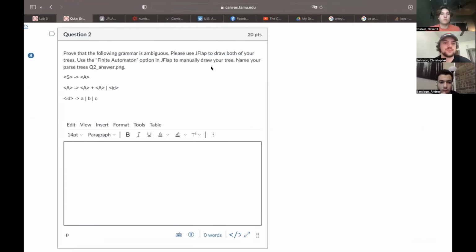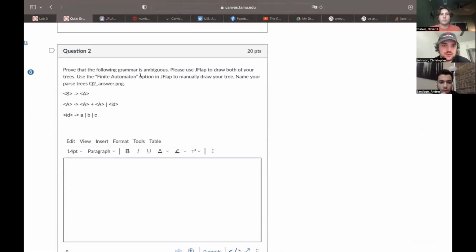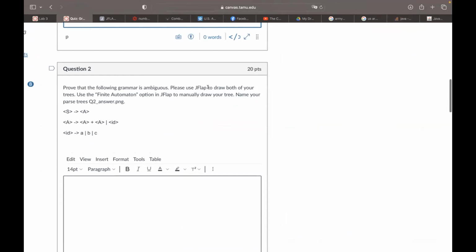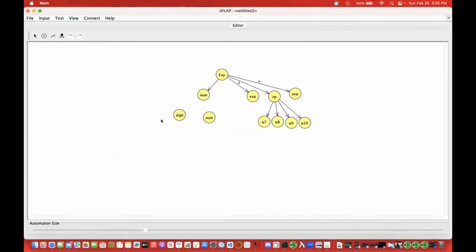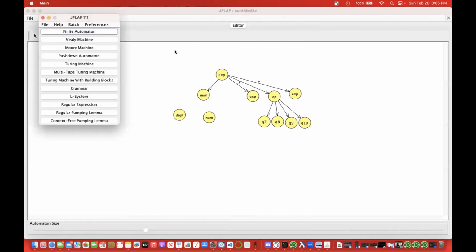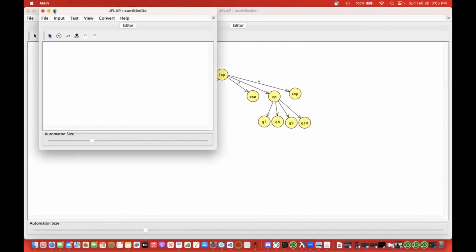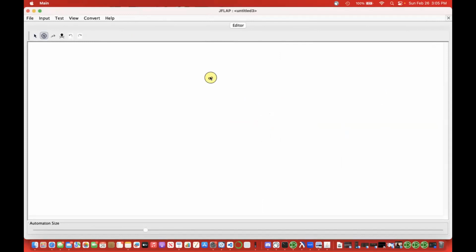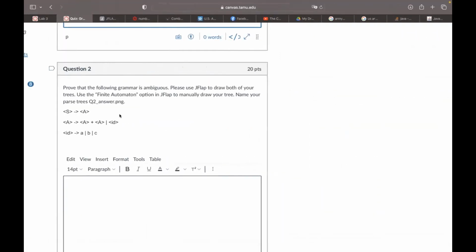All right. Prove the following grammar is unambiguous. Please use JFLAP to draw both of the trees. Okay. Use the font animation. Okay, so we're just drawing the parse tree, it looks like. So let me start a new one. This is from a practice thing earlier. I think you have to do two different ones, two trees.